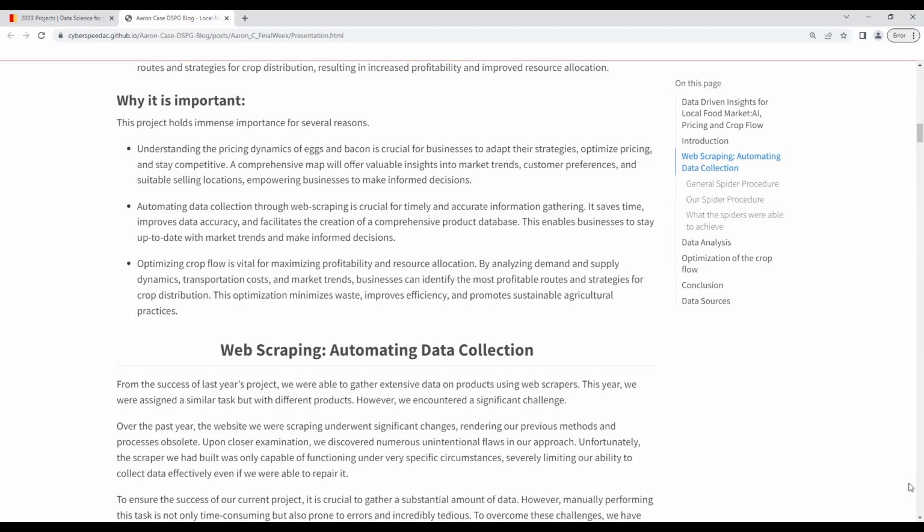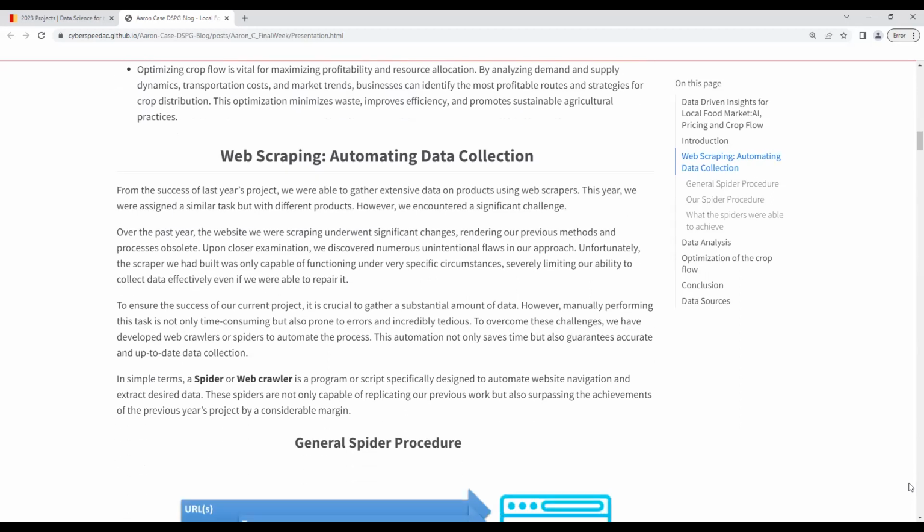The project, I have Aaron here who's going to be talking about the web scraping, how we did it, and how the tool is made.